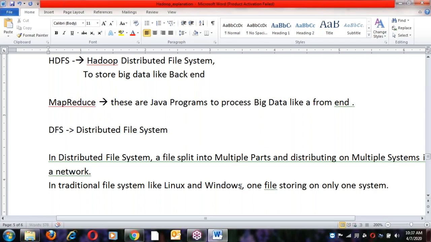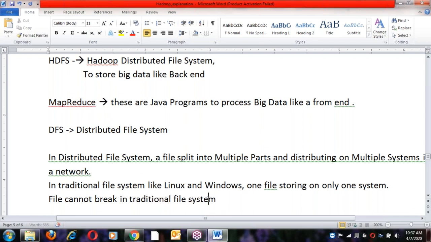In traditional systems, a file cannot break. It is not a breakable file. We can't divide it into different partitions.